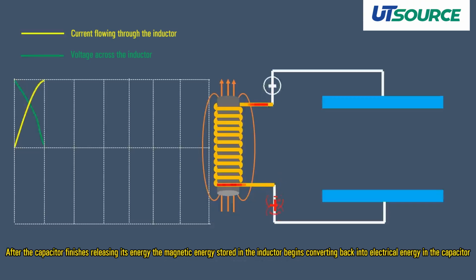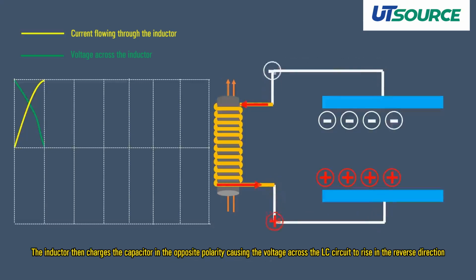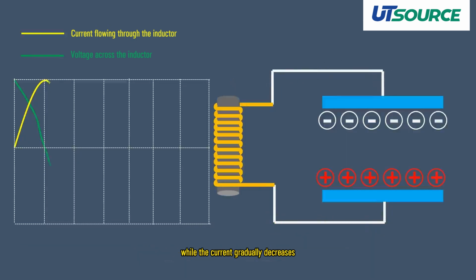After the capacitor finishes releasing its energy, the magnetic energy stored in the inductor begins converting back into electrical energy in the capacitor, and the current direction remains the same as before. The inductor then charges the capacitor in the opposite polarity, causing the voltage across the LC circuit to rise in the reverse direction, while the current gradually decreases.